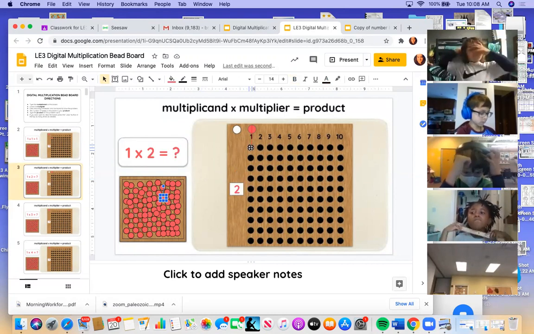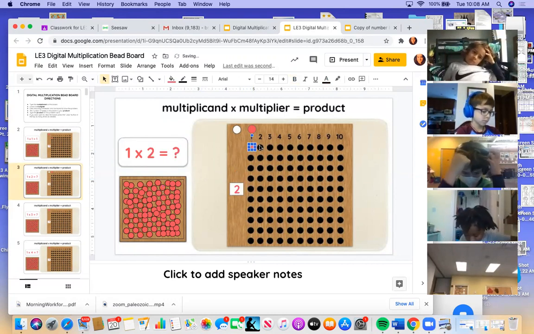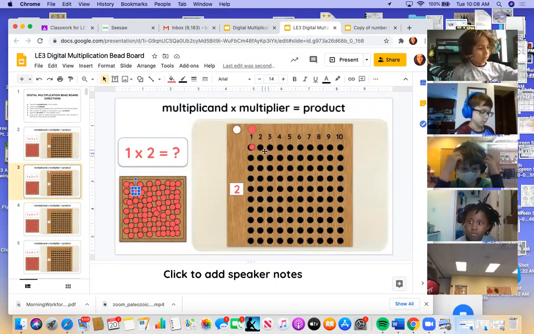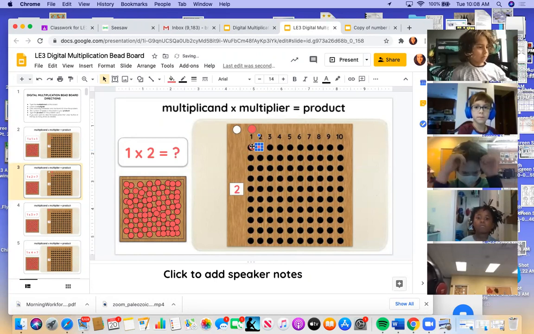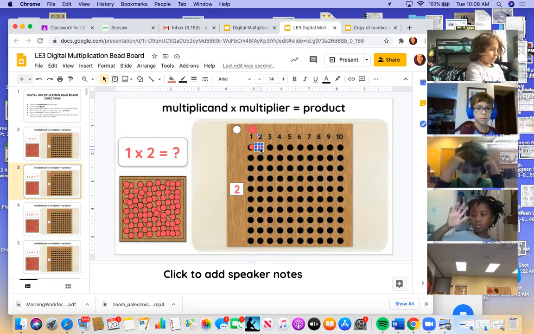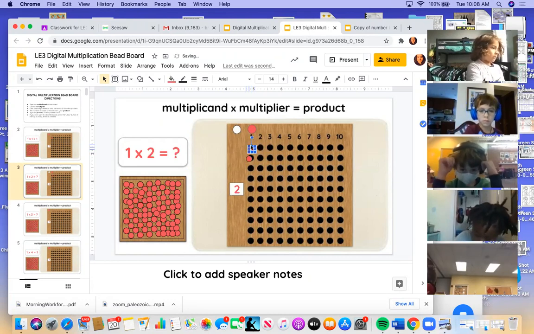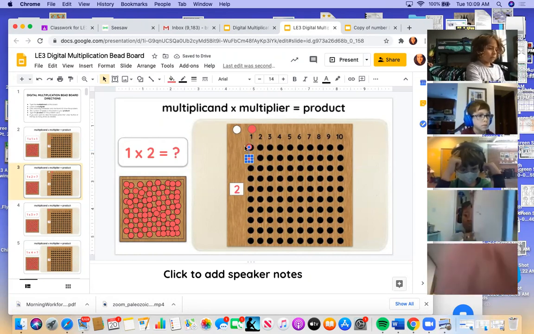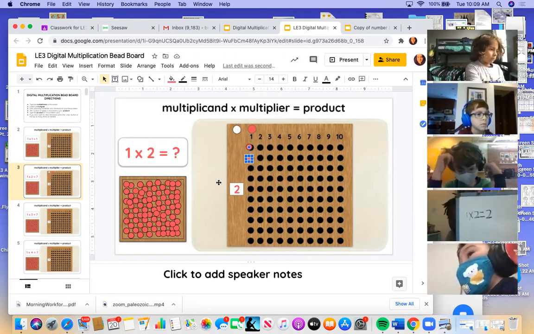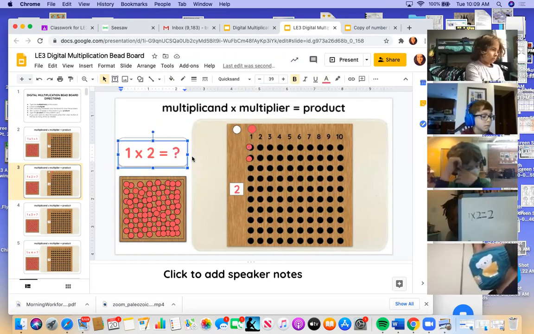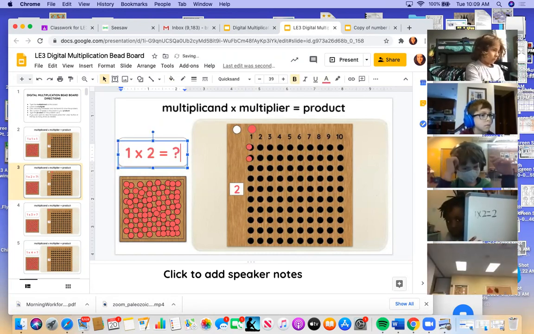So we have 1 row of 2. Actually, it would be like this. I don't want to tell you the wrong thing. So we have 1 row of 1, 2 rows of 1, which equals 2.